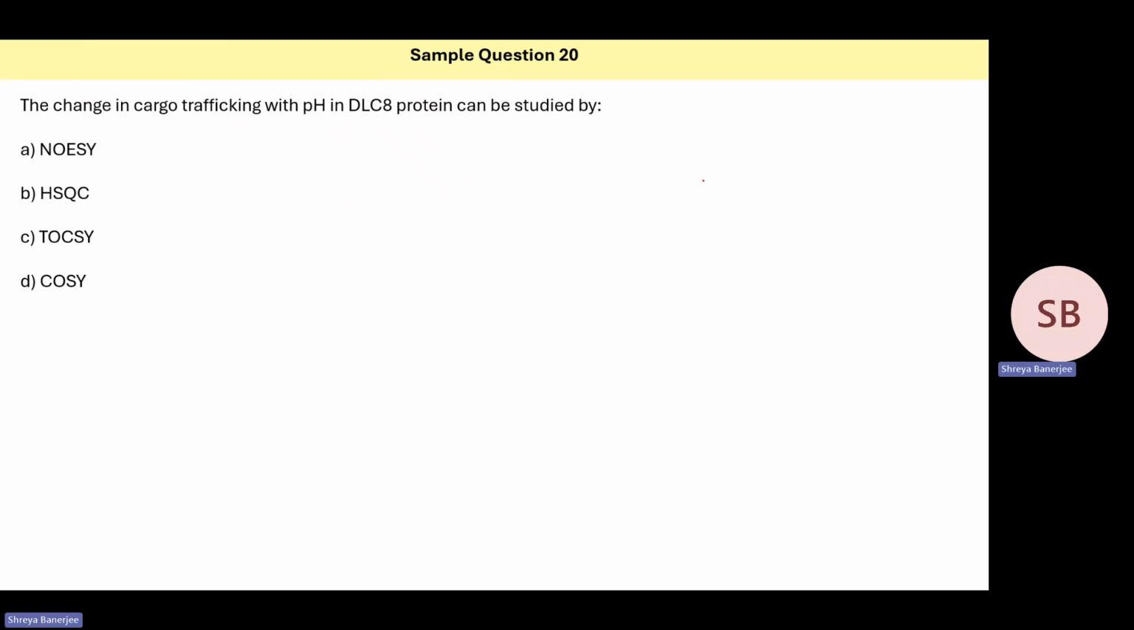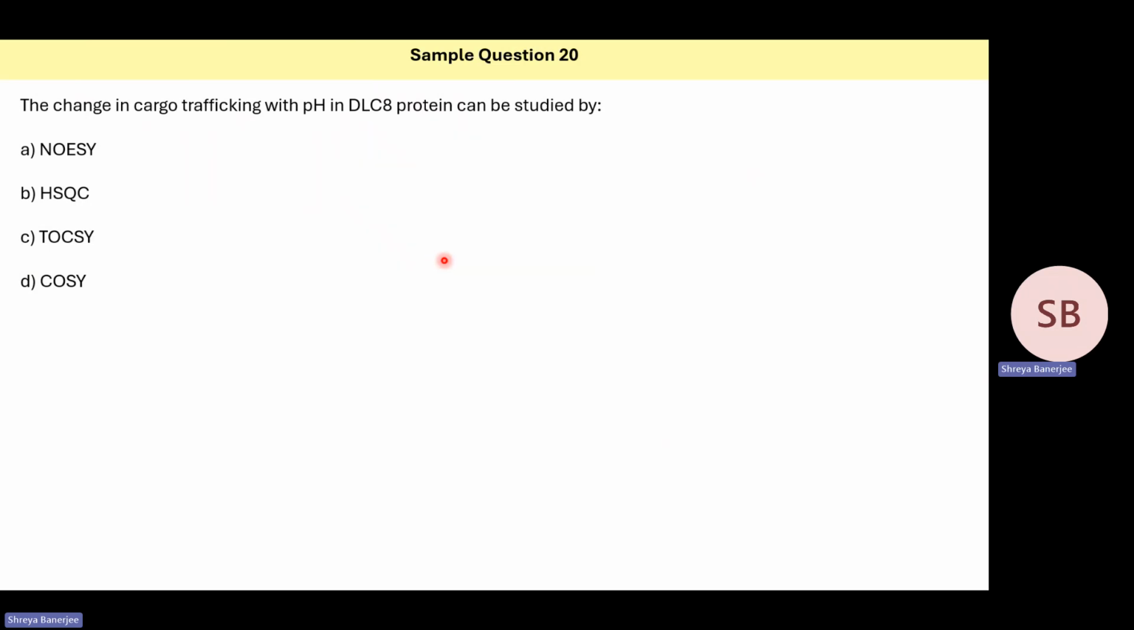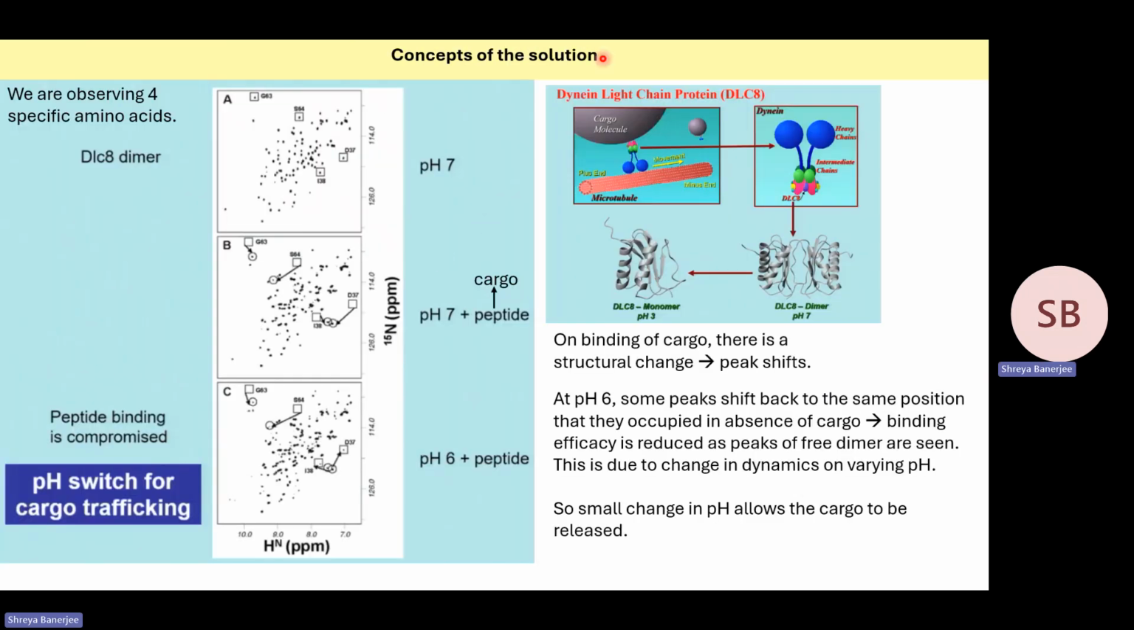Next, the question asks, the change in cargo trafficking with pH in DLC8 protein can be studied by what? So DLC8 is basically the dynein light chain protein. What happens is that if you imagine a tube and this is the protein, the protein basically attaches the cargo molecule on one side.